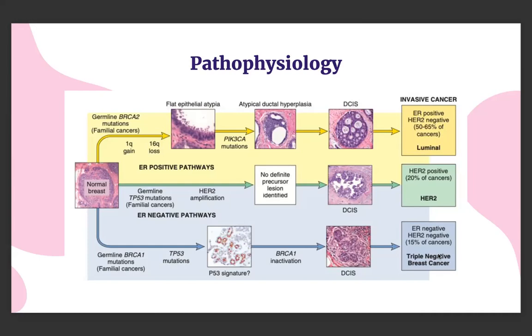If we recall from our history, our patient is ER positive and HER2 negative, so it's more likely that the patient has a luminal type of cancer. That's all for our discussion of the pathophysiology. I think our next would be diagnostics.